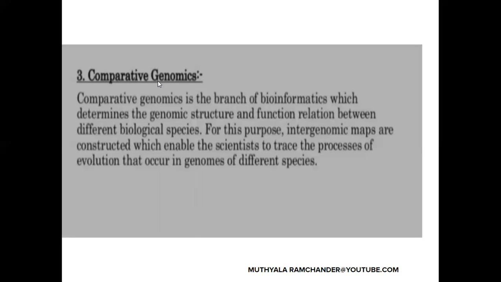And the next, comparative genomics. Comparative genomics is the branch of bioinformatics which determines the genomic structure and function relations between different biological species. For this purpose, intergenomic maps are constructed, which enable scientists to trace the process of evolution that occurs in the genomes of different species. So comparative genomics is the branch of bioinformatics that mainly helps in comparing genomes between different types of species.